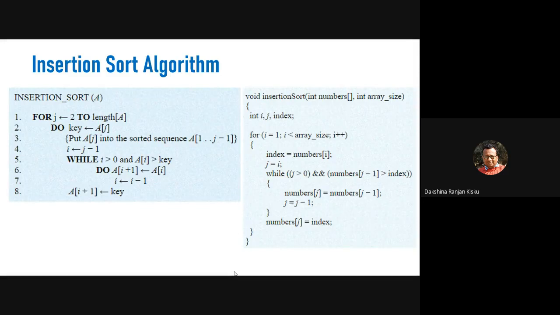That means initially the key will be AJ, and whenever both the conditions are found to be true, only then do we get the exchange operation between AI plus 1 and AI. After that I is decremented by 1, and then we get the key value in the position of A I plus 1. On the right hand side you can see the implementation of the insertion sort. Here you can see the function definition for the insertion sort, and on the left hand side you can see the algorithm for the insertion sort.